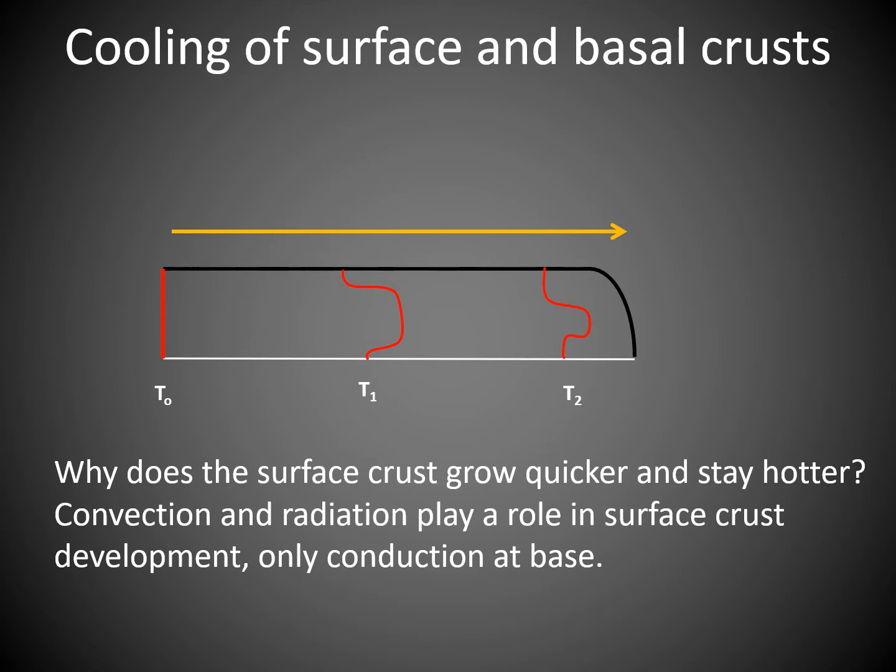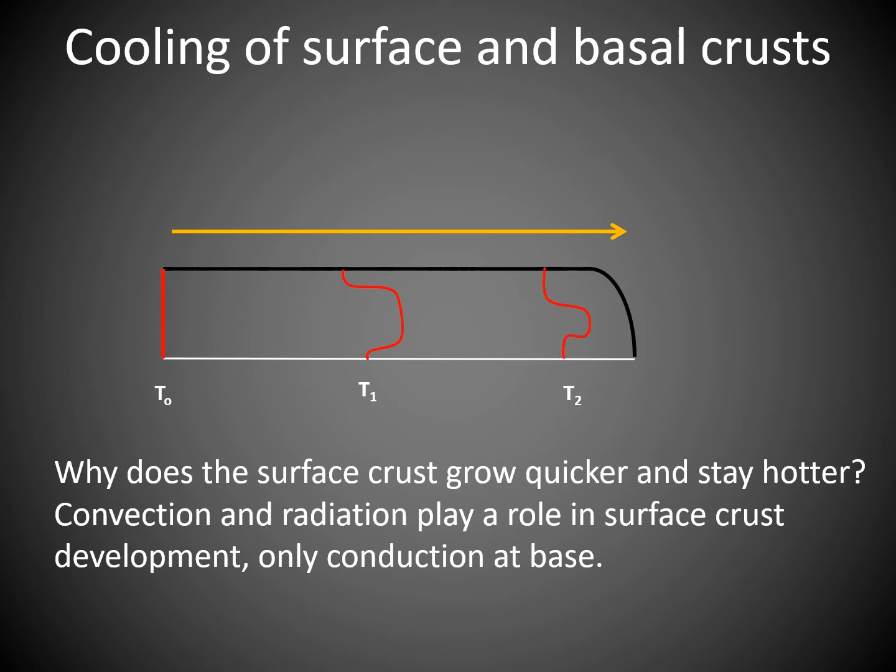What happens is radiation quickly forms a crust on a lava flow. And once you have a crust, then conduction takes over. And conduction is the way that lava flows lose the vast majority of their heat.